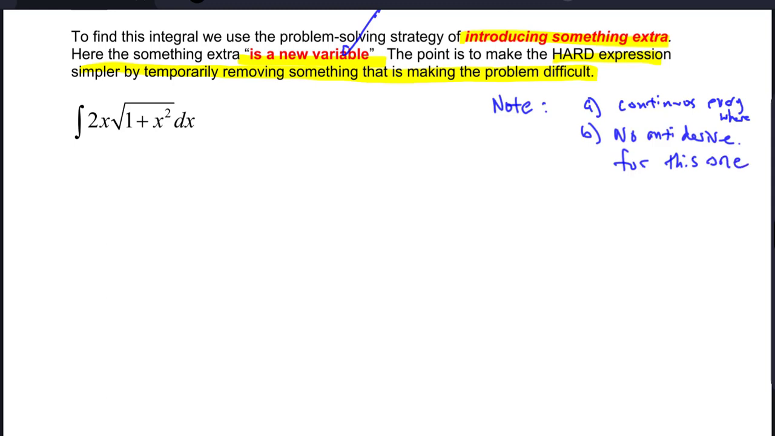Okay, so that's a clue that, hey, we're going to have to pull out some big guns to get this guy taken care of. All right. Now, another hint in the strategies when you're observing the type of thing we're supposed to integrate is notice that there is a function inside another function.